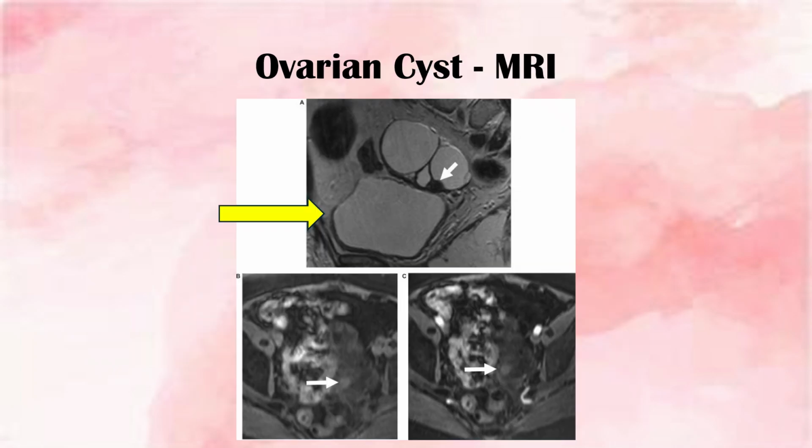Then when you go to this slide, we have an ovarian cyst from the MRI point of view, and as you can see from the previous slide to this slide, from the MRI imaging, they do look very similar, and if either of these images were shown during the MRI, there would be needed for further testing.